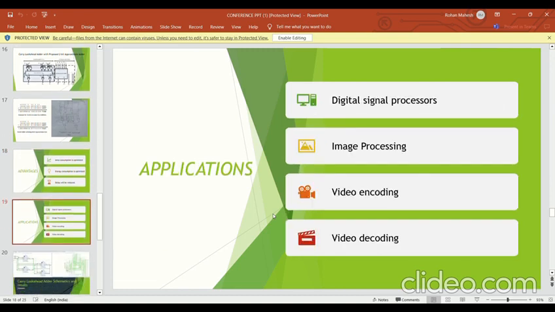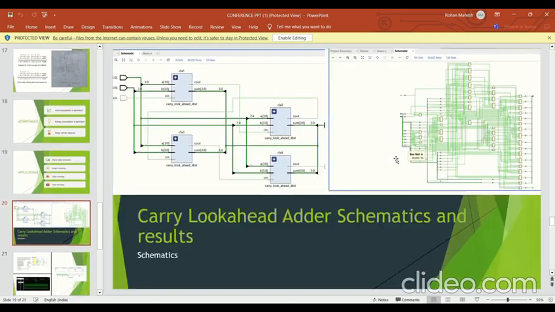Coming to applications, the applications of these include digital signal processors, image processing, video encoding, and video decoding. As I've already given an example of a portrait photo, which is an application in image processing, the background can be blurred and there the approximate computations can be used.